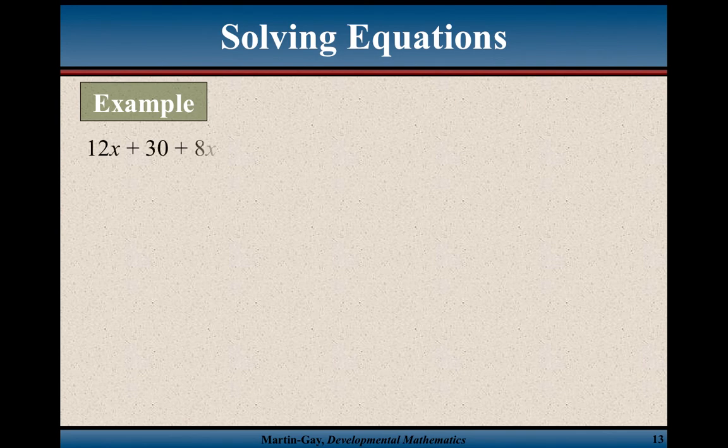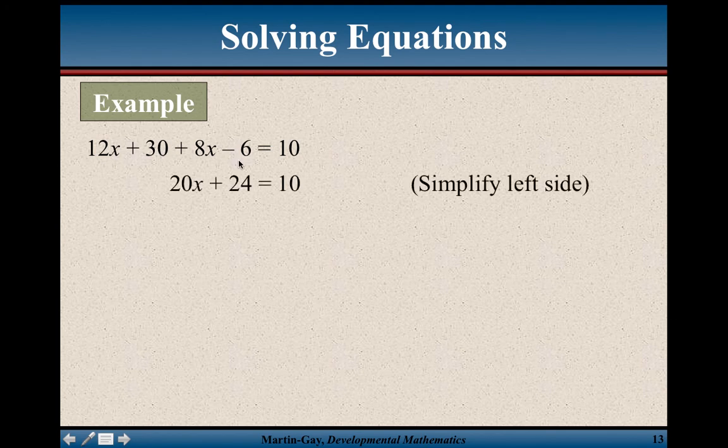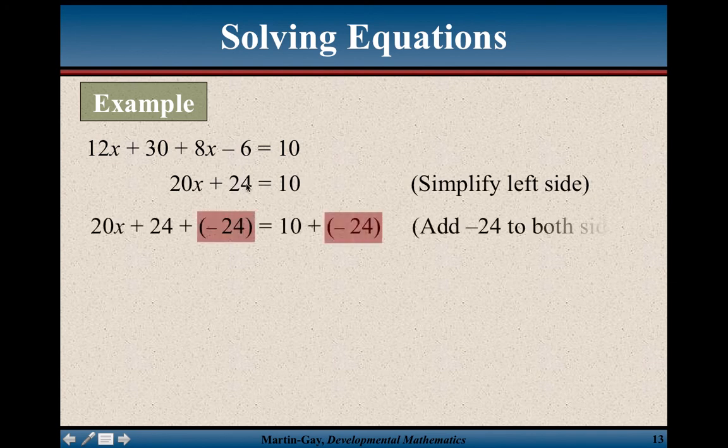Okay, another example. 12x plus 30 plus 8x minus 60 equals 10. So, simplify muna natin both sides. 12x plus 8x is equal to 20x and 30 minus 60 is equal to negative 30. And then, simplify. 24, the opposite sign is negative 24. So, both sides, negative 24. Kakancel natin yon. 10 minus 24 is negative 14.